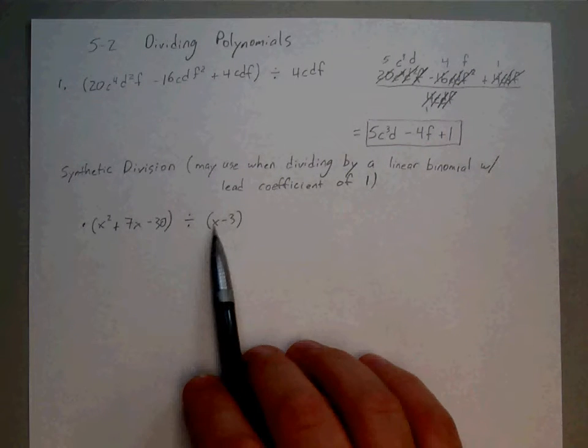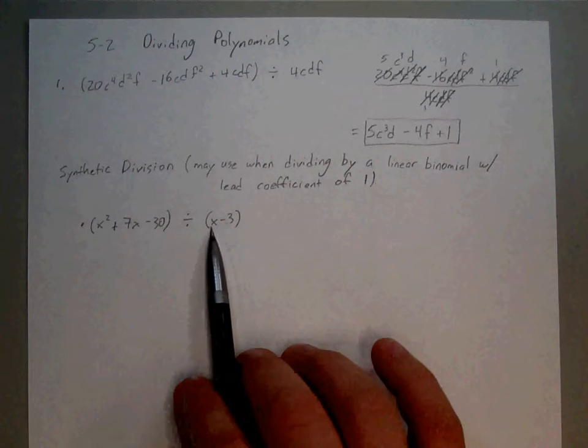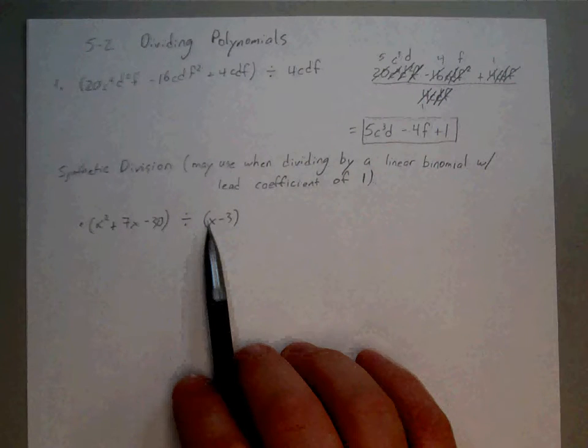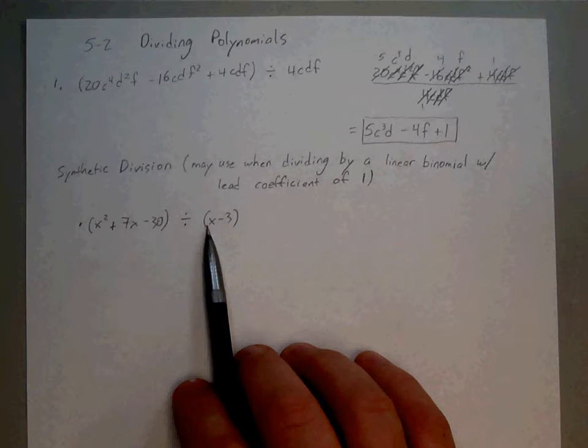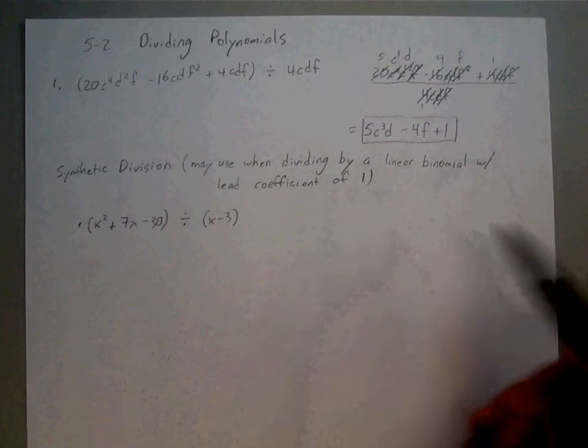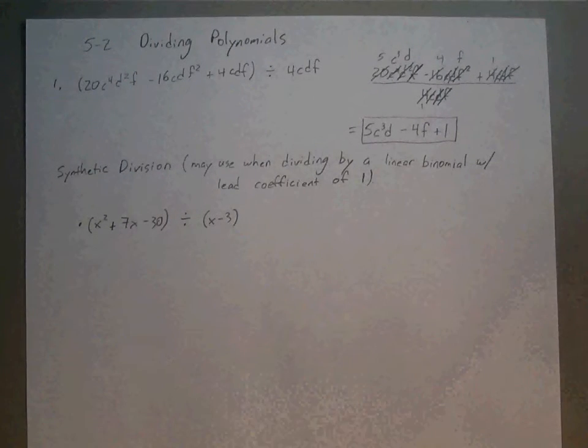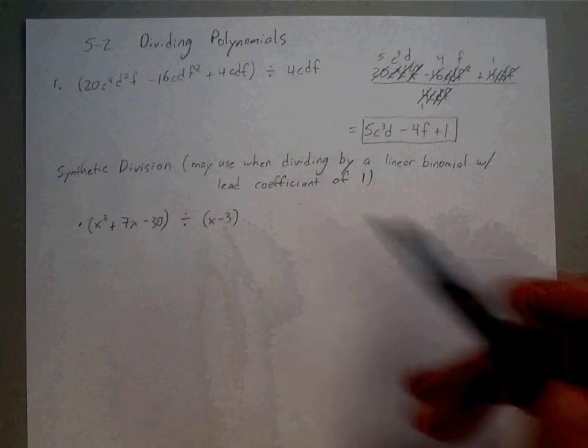So this has an x, no x squared. So it's linear. It's a binomial, has 2 terms. The lead coefficient, the coefficient on the x, is just a 1. If it has something other than a 1, I'm not going to use synthetic division. So this one meets the requirements that we're going to look at in order to use synthetic division.